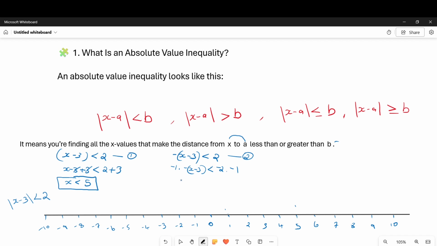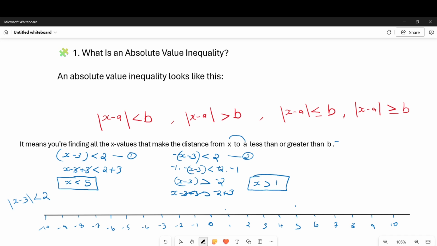So here the left hand side will be x minus 3. We are reversing the sign to greater than. Then the right hand side will be minus 2, sorry, this is a positive 2, so positive 2 times minus 1 will be minus 2. x minus 3 plus 3 greater than minus 2 plus 3. So the minus 3 cancels, and the inequality will be x greater than 1.